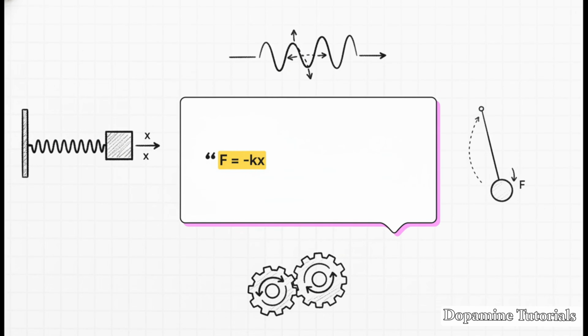F equals negative kx. This is the defining equation of simple harmonic motion. And honestly, that negative sign just means the force is always stubbornly fighting against your movements. The F is the restoring force, the x is how far you're stretched, and the k is the stiffness of the whole system. Basically, if you pull to the right, the math dictates the force is going to pull to the left. Nature is basically playing the ultimate contrarian here.